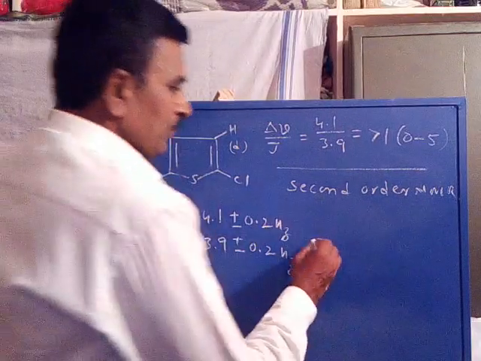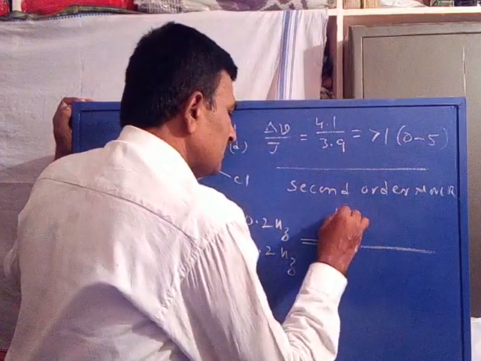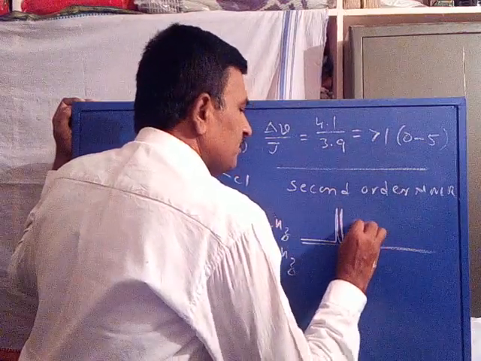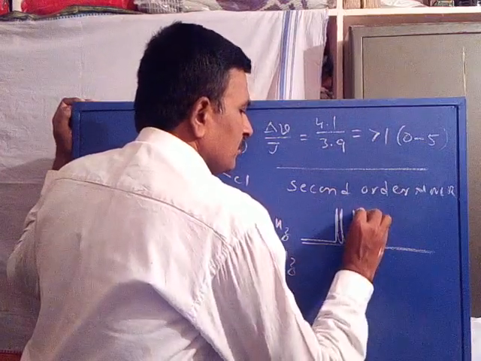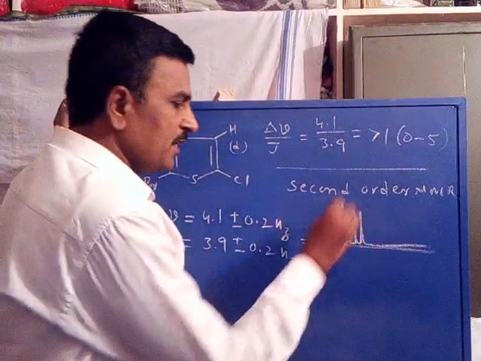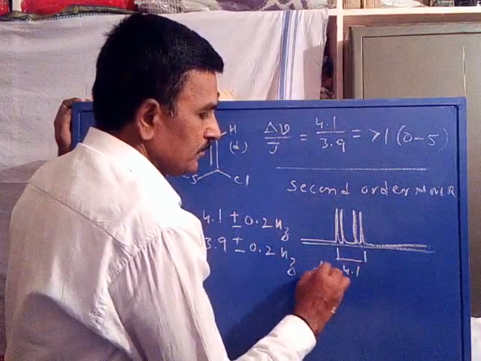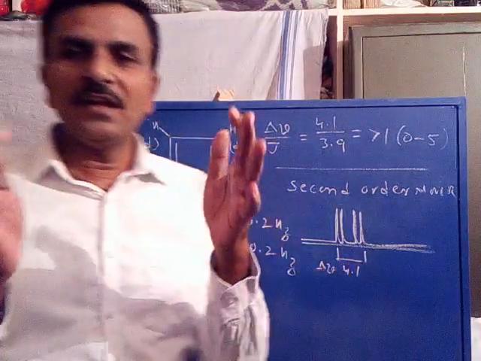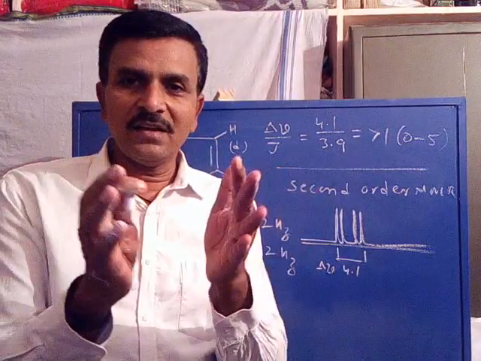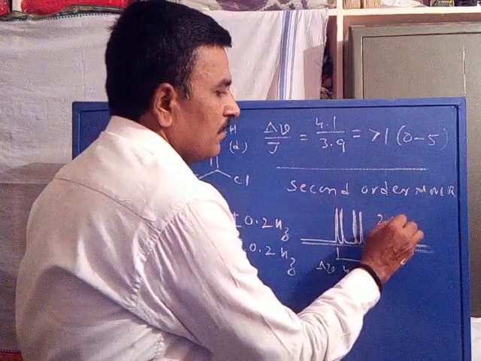Now there are two doublet signals for this molecule with the least frequency difference. Two doublets with least frequency difference. The delta nu is 4.1. That is, the signals are very close because the difference is less. When the difference is less, the signals are very close to each other. So this is second order NMR.